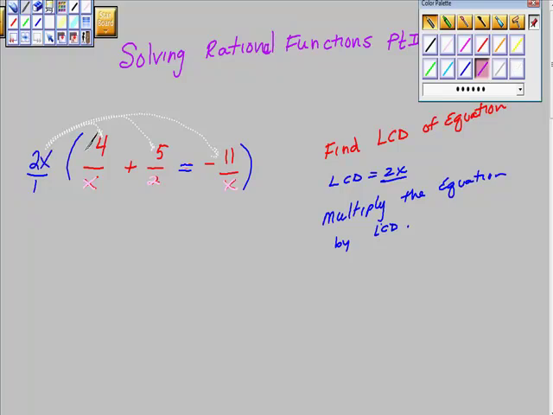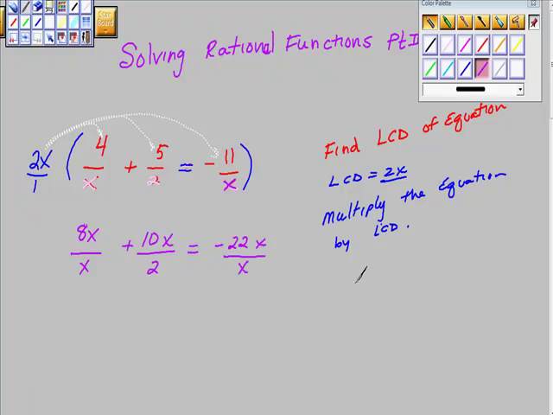So 2x times 4 is 8x, isn't it? And remember that 1 times x is x. And then 2x times 5 is positive 10x over 2, isn't it? This x is this x, this 2 is this 2, is equal to 2x times negative 11, which is negative 22x, isn't it? Remember that this x right here is this one.